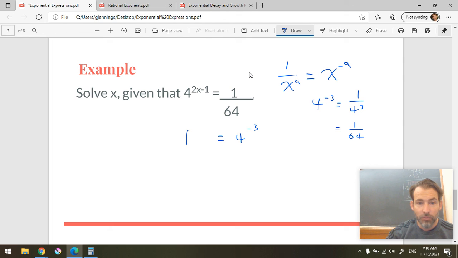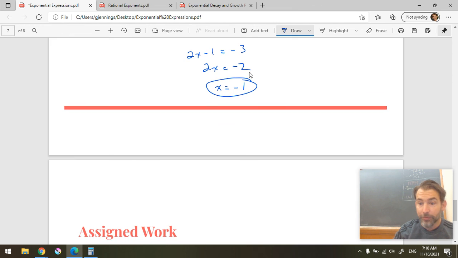And then this is equal to 4 to the 2x minus 1. 2x minus 1 equals minus 3. Add 1 to both sides. 2x equals negative 2. Divide both sides by 2. x equals negative 1. Check it. Negative 1 minus 3. This would be 4 to the minus 3 over here. And that's indeed 4 to the minus 3 there. Okay, that's how you do that.